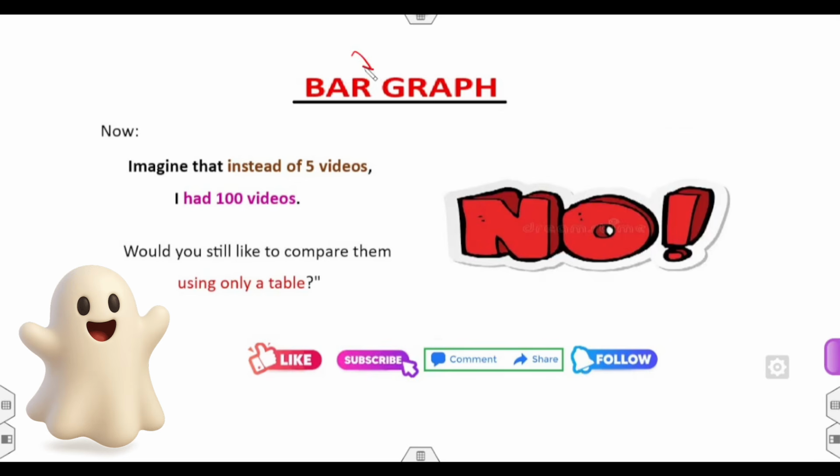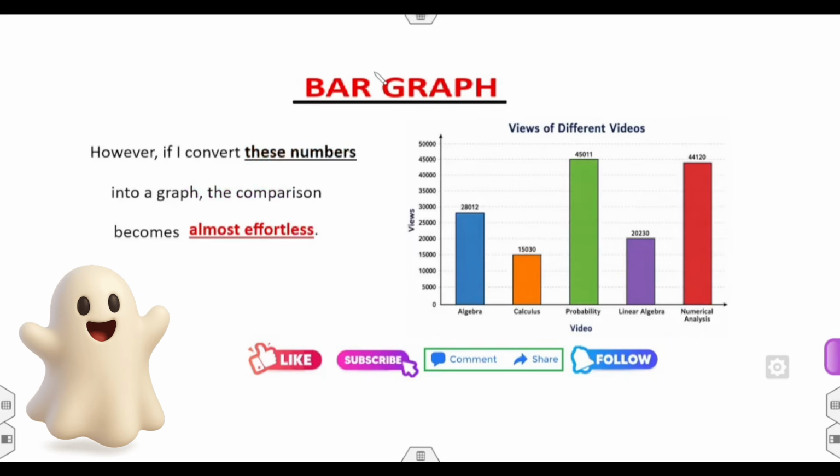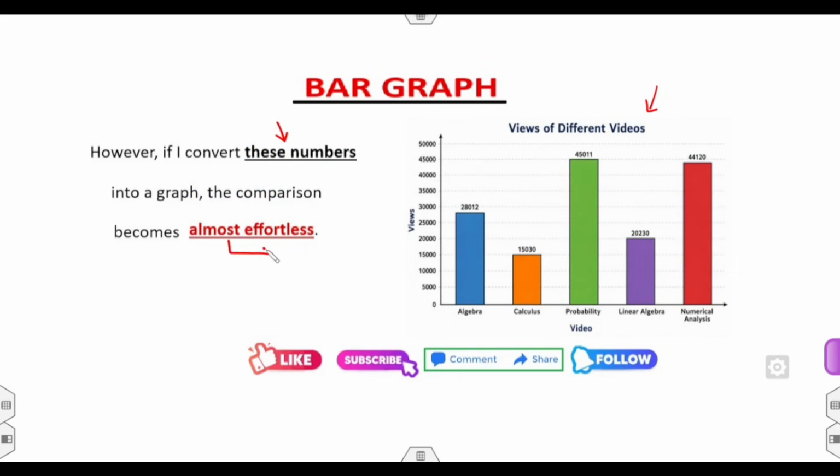Then we use the bar graph. In the bar graph, we can convert the given numbers into a graph, as you can see in this picture. And then all these questions become effortless to compare. As you can see in this picture, the height of the green color is the highest, so your answer will be direct: the green color has the greater height.